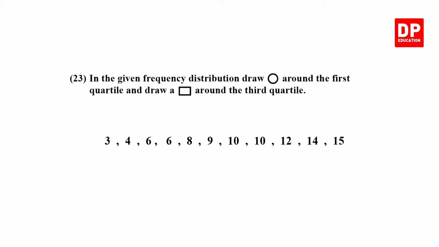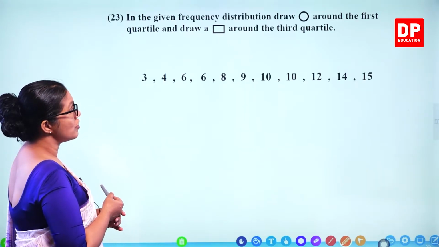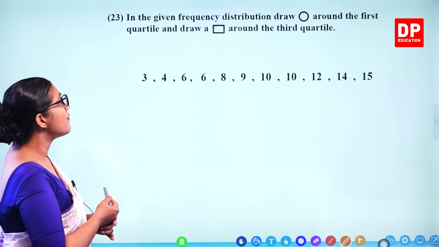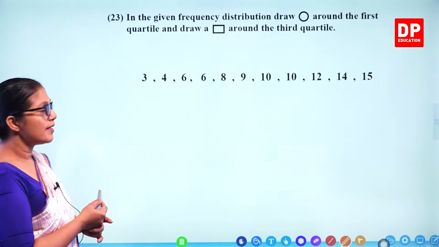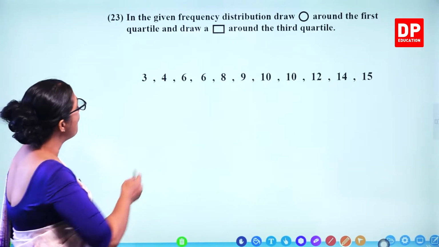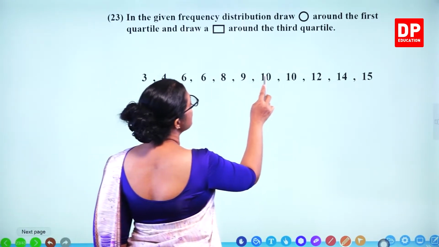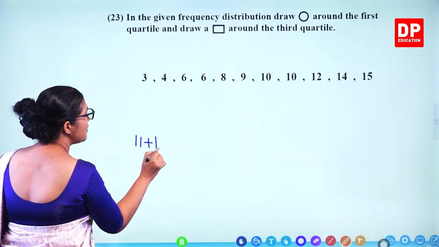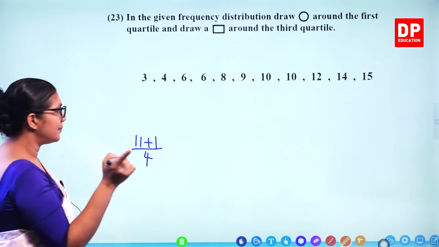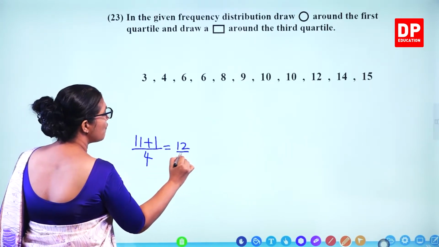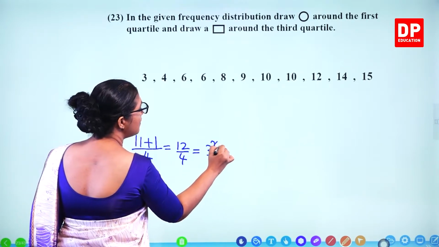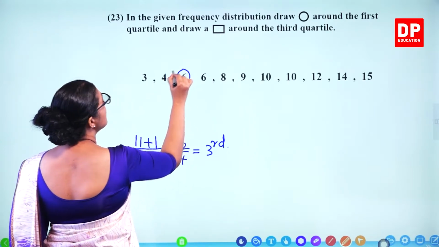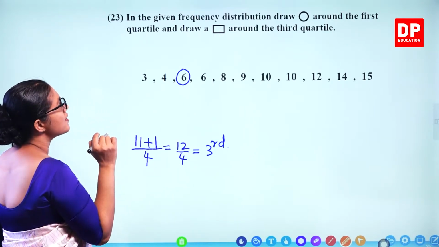Question number 23. In the given frequency distribution, draw a circle around the first quartile and draw a rectangle around the third quartile. So how many numbers are there? 1, 2, 3, 4, 5, 6, 7, 8, 9, 10, 11. So we add 1 and divide by 4 to get the first quartile. 12 divided by 4, that means the third one is the first quartile. 1, 2, 3. So you need to circle that. That's the first quartile.